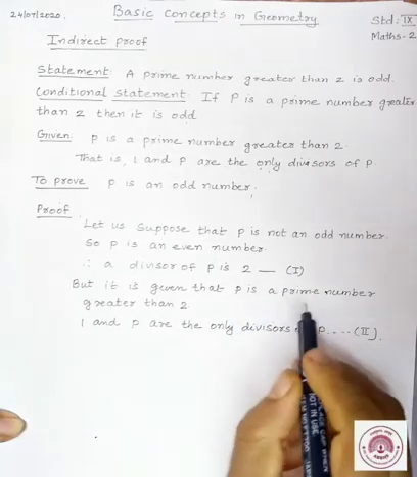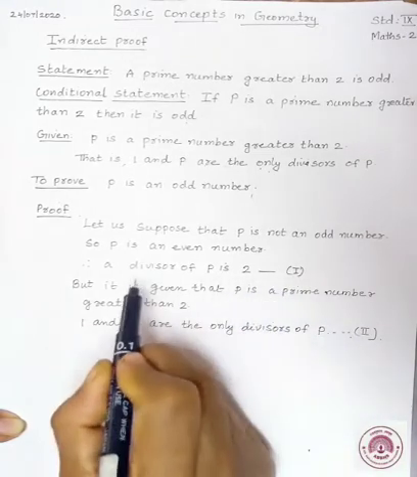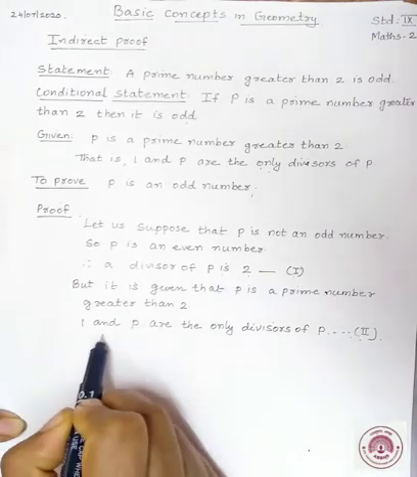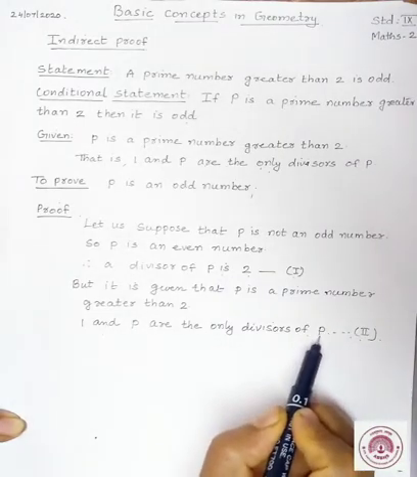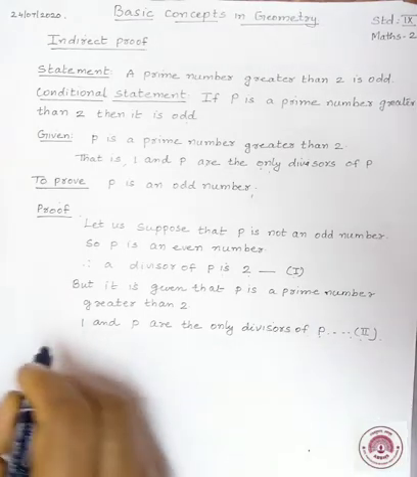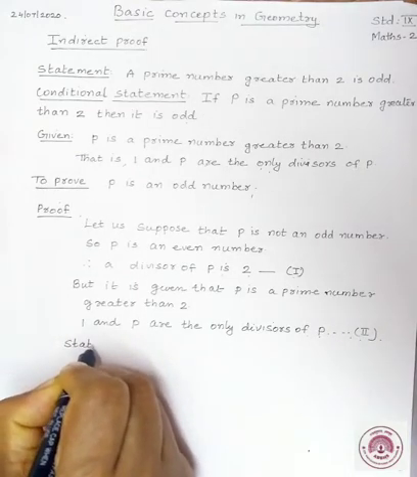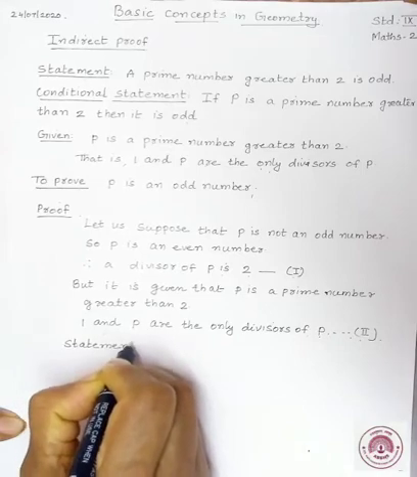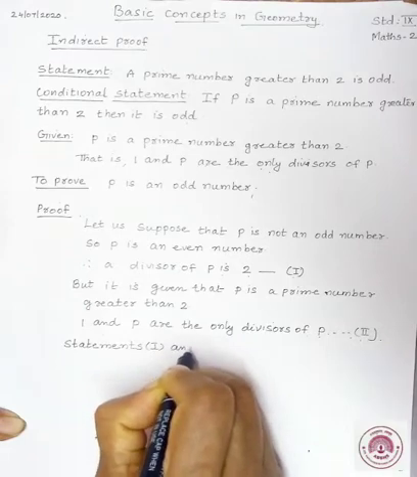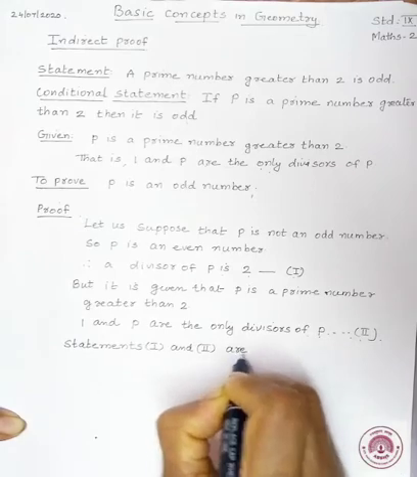See, if you observe equation number 1 and equation number 2: equation number 1 is a divisor of P is 2. Equation number 2 is 1 and P are the only divisors of P. So, you can see that these two statements, one and two, are contradictory.